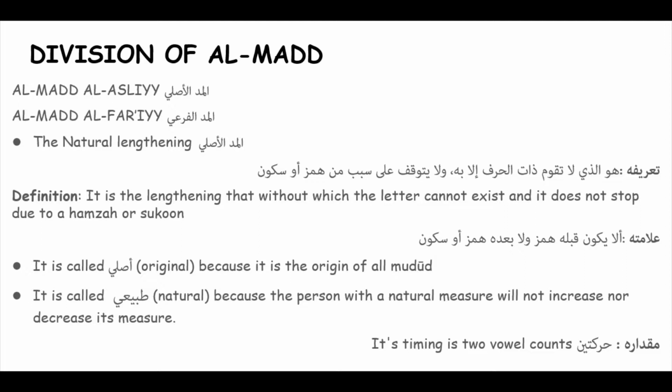Al-madd al-asli. So I said لا تقوم ذات الحرف إلا به. The actual existence of the letter will not be complete except with the madd. For instance, in the word Allah, the lam there is with madd. If we remove the madd there, so it becomes Allah, it means the actual composition of that word is not complete. It can only be complete with the madd. That is what we are trying to say. And it is called asli because it is the origin of all mudud. The madd is part and parcel of that word.